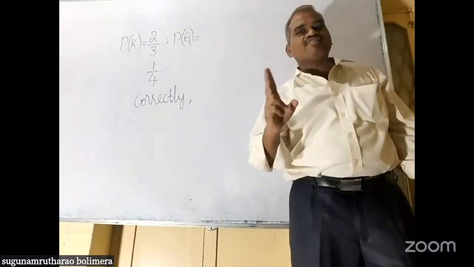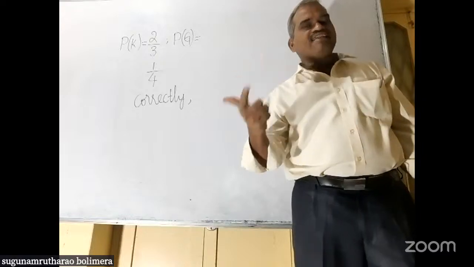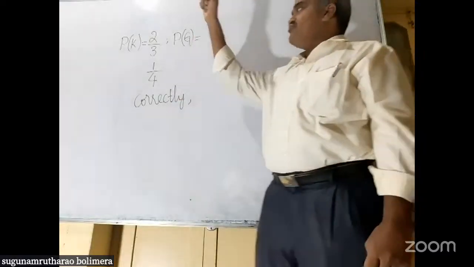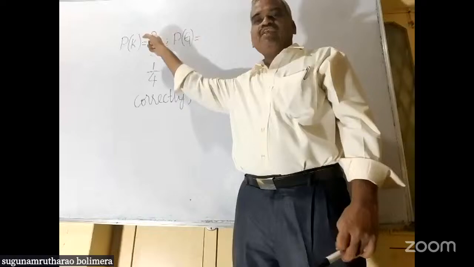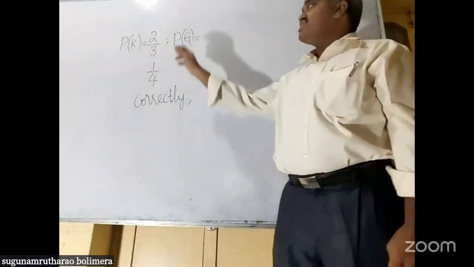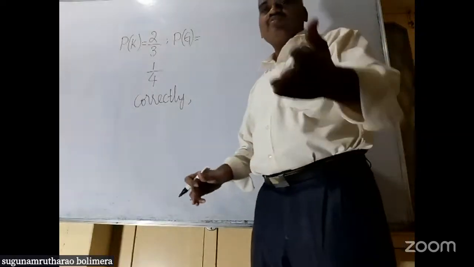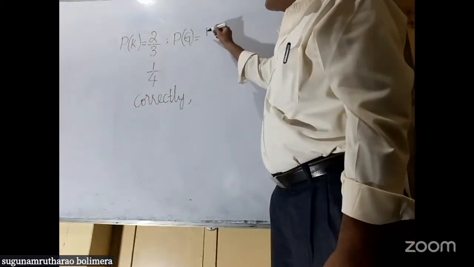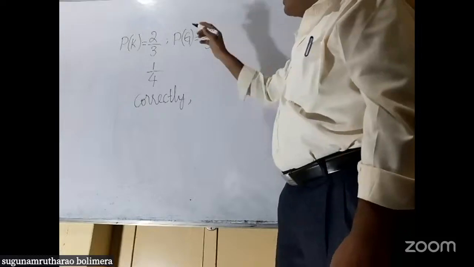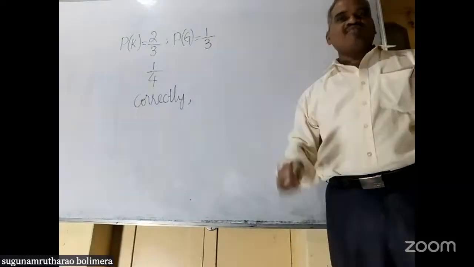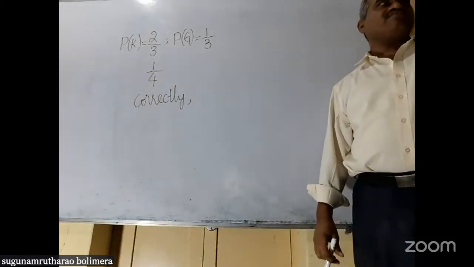We have two processes. One is knowing, second is guessing. If he knows, the probability is 2/3. If he doesn't know, he will guess. What is the probability of guessing the answer? 1/3.